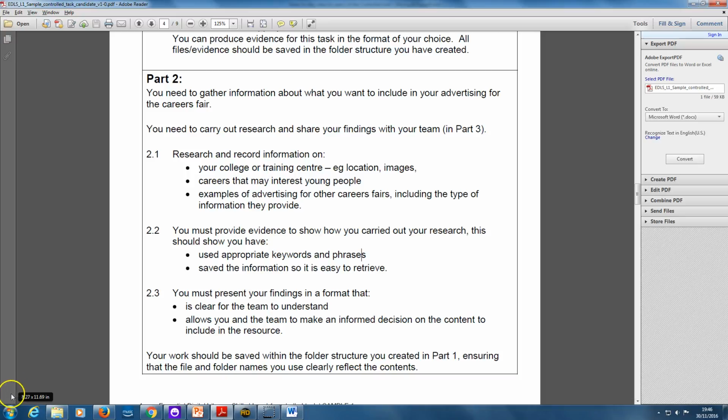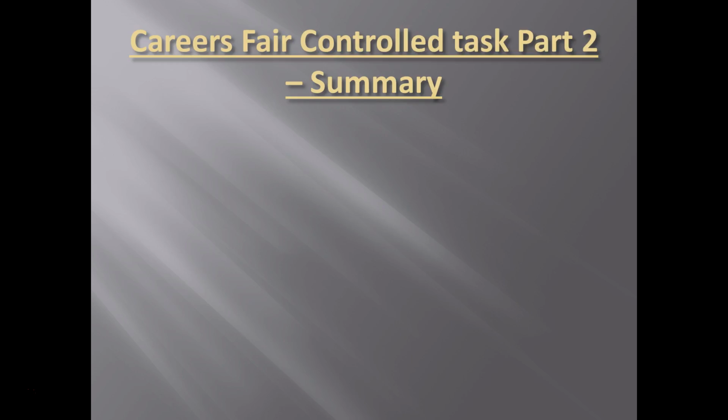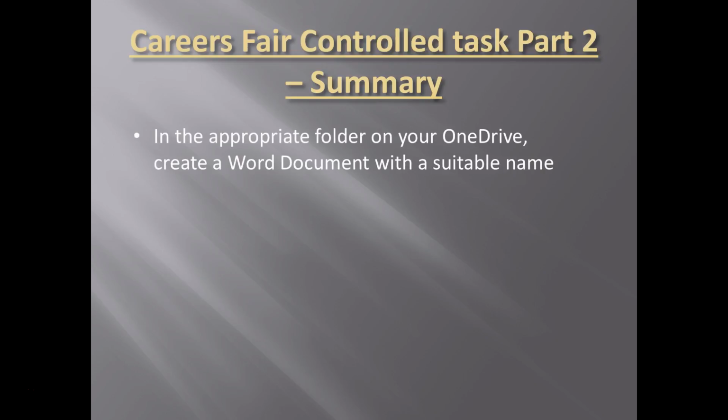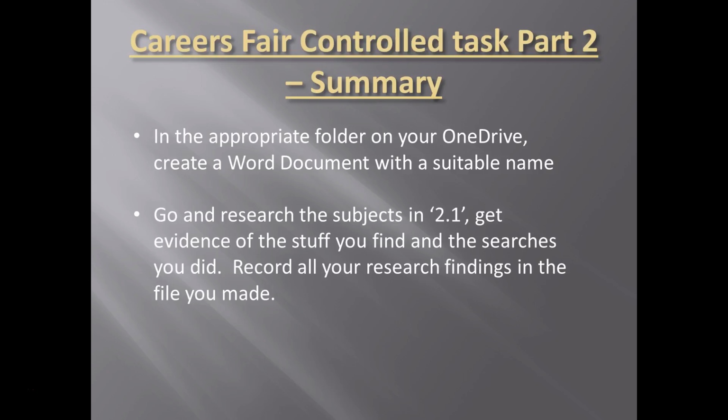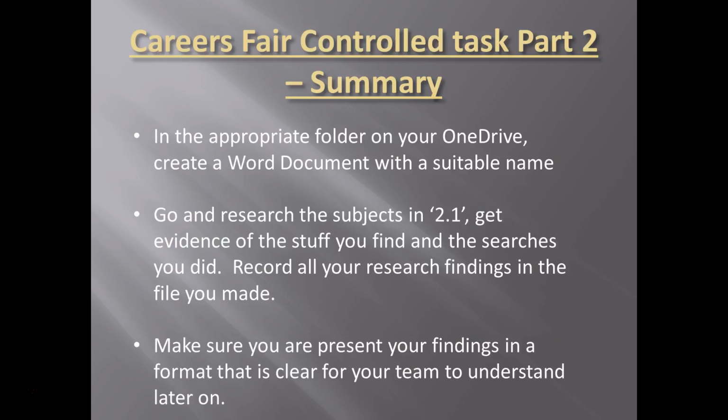So in summary then, this is what you have to do for part 2. First of all, in an appropriate folder on your OneDrive, create a Word document with a suitable name. Then you go and research the subjects in 2.1, get evidence of the stuff you find but also the searches you did, and record all your research findings in the file you made in OneDrive. And finally, make sure that as you're doing your research, you're presenting everything in a way that is clear for your team to understand later on.